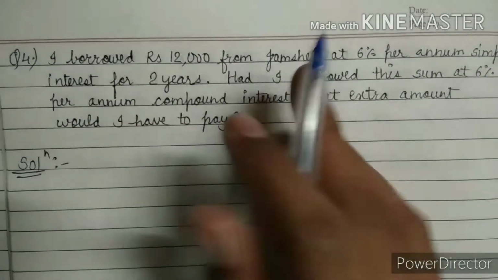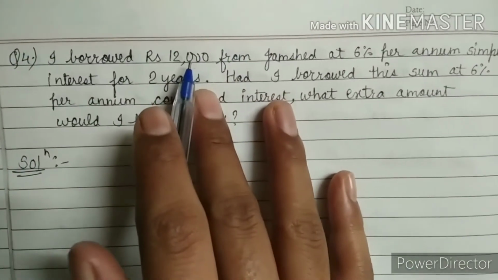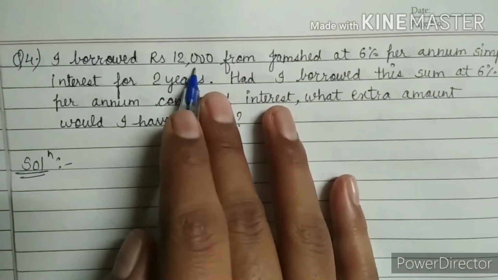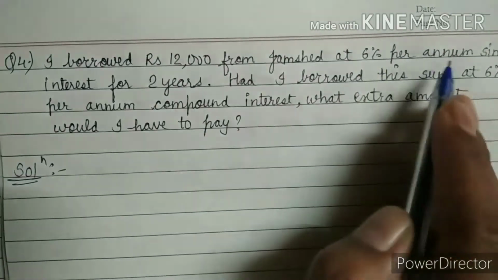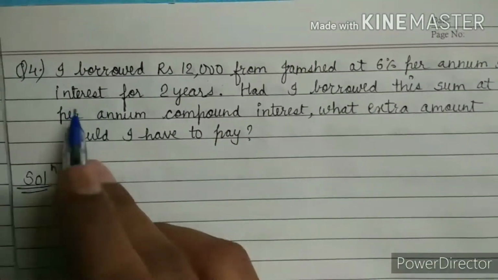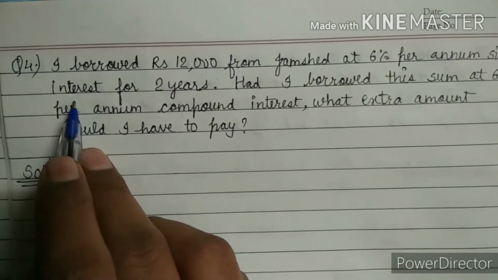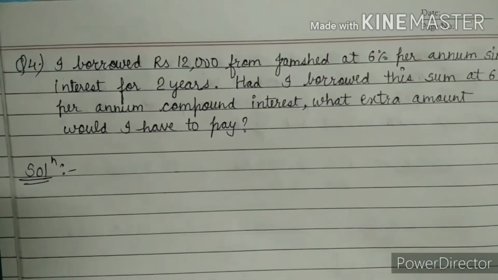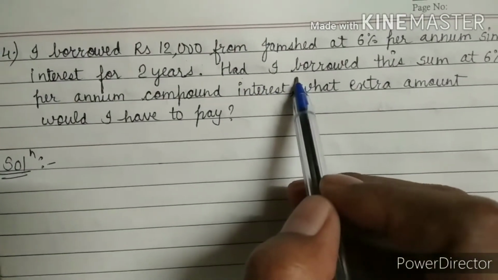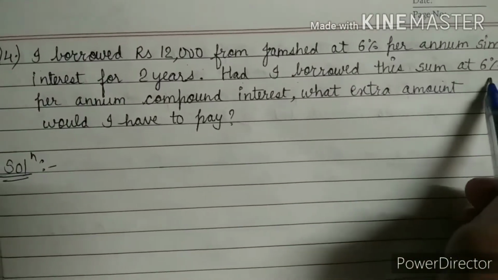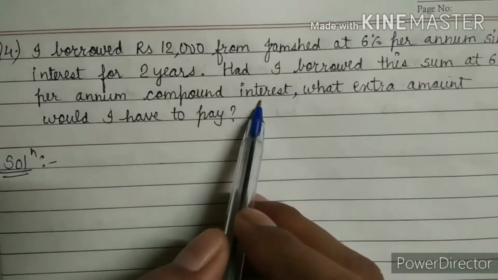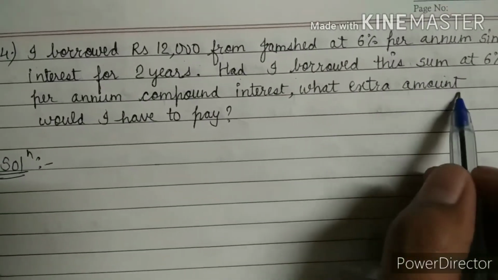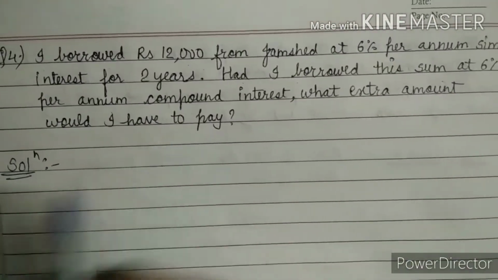Question number 4 is, I borrowed rupees 12,000 from Jamshed at 6% per annum simple interest for 2 years. So till here in our question, principal is 12,000. Its rate of interest is 6% per annum simple interest. So simple interest is there for 2 years. Had I borrowed this sum at 6% per annum compound interest, what extra amount would I have to pay?